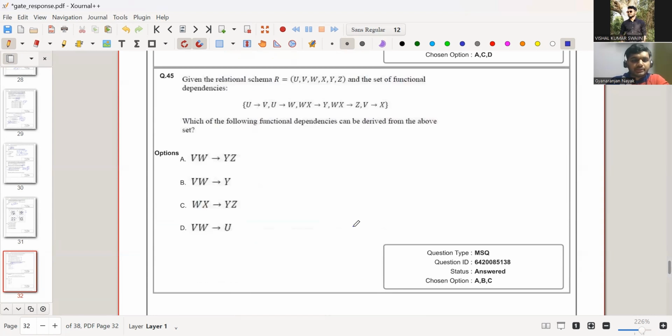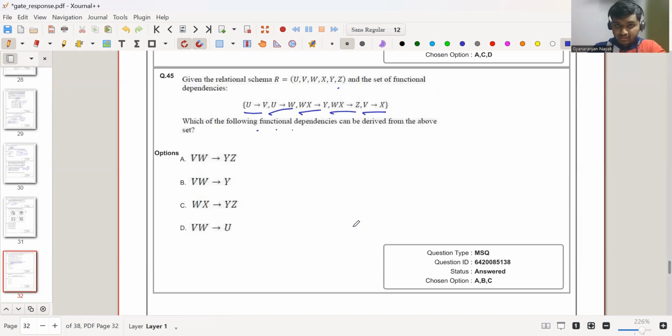So it is very easy. Given the relational schema R(U, V, W, X, Y, Z) and the set of functional dependencies U determines V, U determines W, W X determines Y, W X determines Z, V determines X. Which one of the following functional dependencies can be derived from the above set?